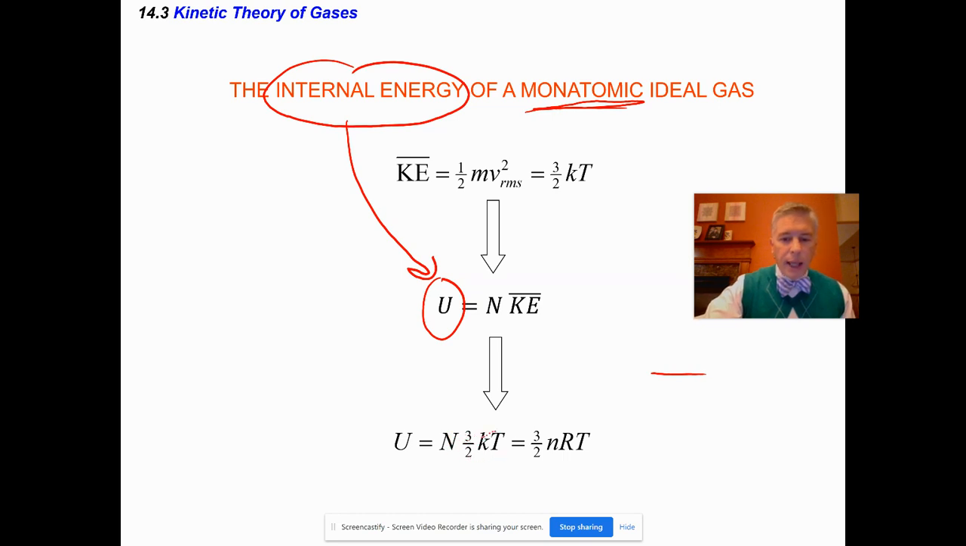But wait a second, NkT, isn't that the same thing as PV? So you could write this as 3/2 pressure times volume, or 3/2 nRT. So you've got NkT, nRT, or PV. All of those are going to fit. So this is my lesson on kinetic theory of gases. I'm going to throw some problems at you, see what we can figure out, and that pretty much sums up chapter 14. And then we'll be ready to finish out thermodynamics and talk about those laws.